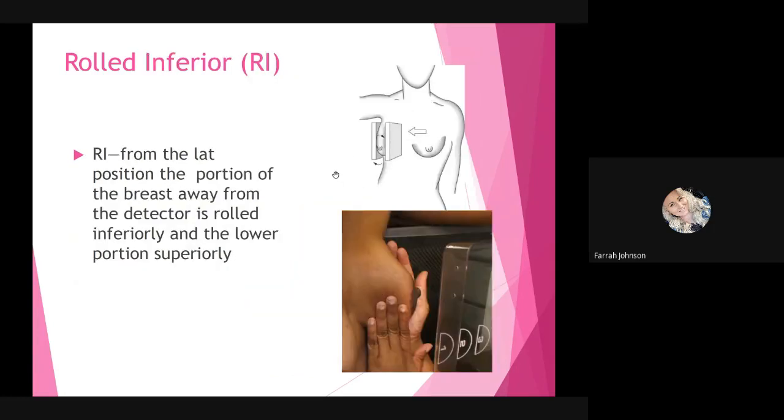And then the same goes for rolled inferior. So for rolled inferior, the medial side of the breast is moved down, the lateral side is moved up. Okay, so when you're talking about medial or lateral, that is going to indicate the superior aspect of the breast. When you're talking about a rolled superior or rolled inferior, you're referring to the medial aspect of the breast first.